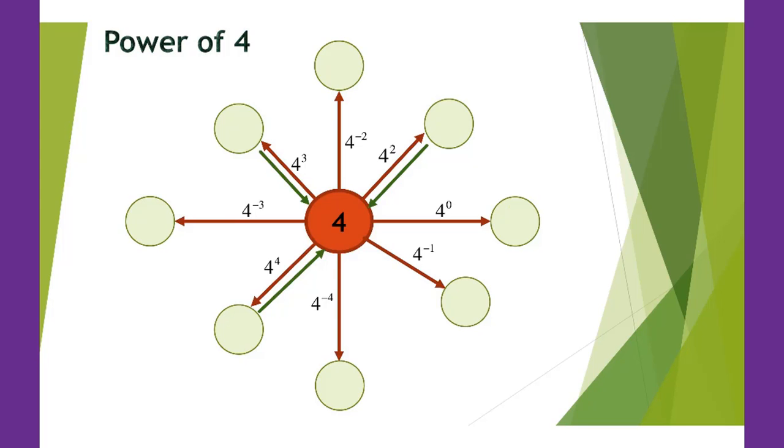Let's do power of 4. 4 to the 0 power is 1. 4 to the negative first power will be 1 over 4. 4 squared, that's 16. 4 to the negative second power is 1 over 16. 4 to the third power, 64. 4 to the negative third power will be 1 over 64. 4 to the fourth power, that's 256. 4 to the negative fourth power is 1 over 256.